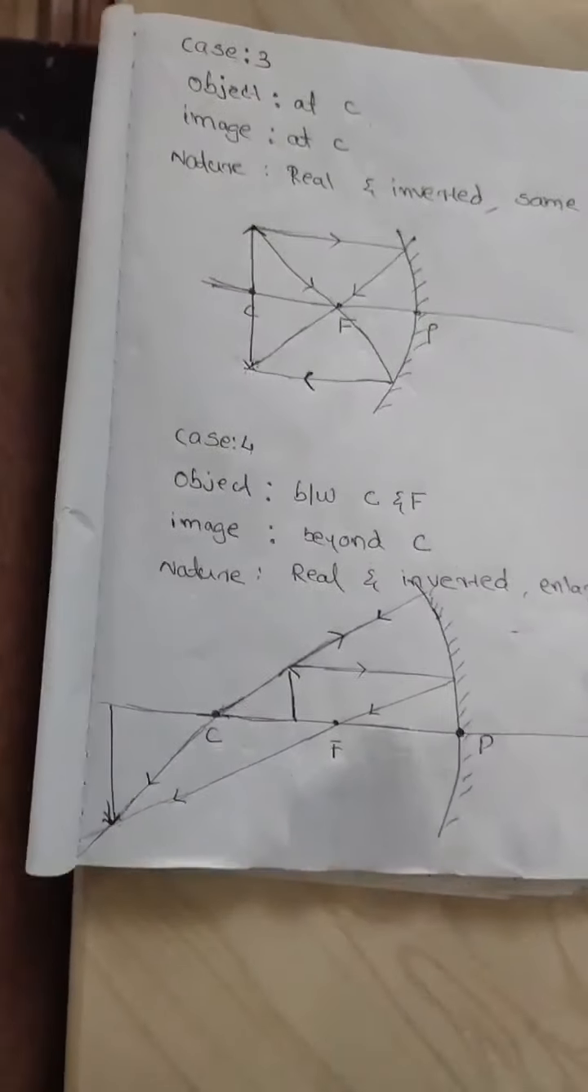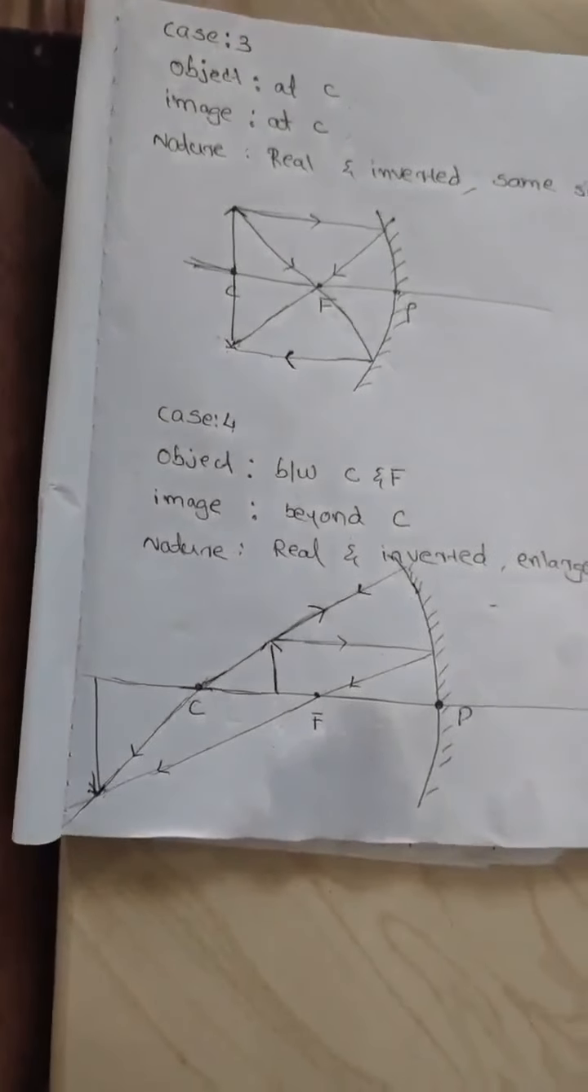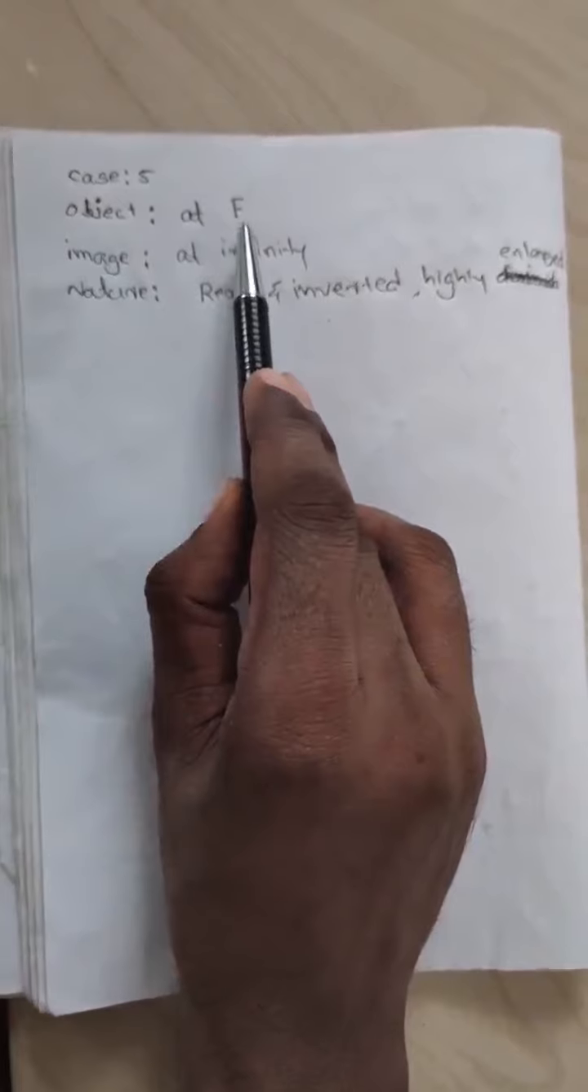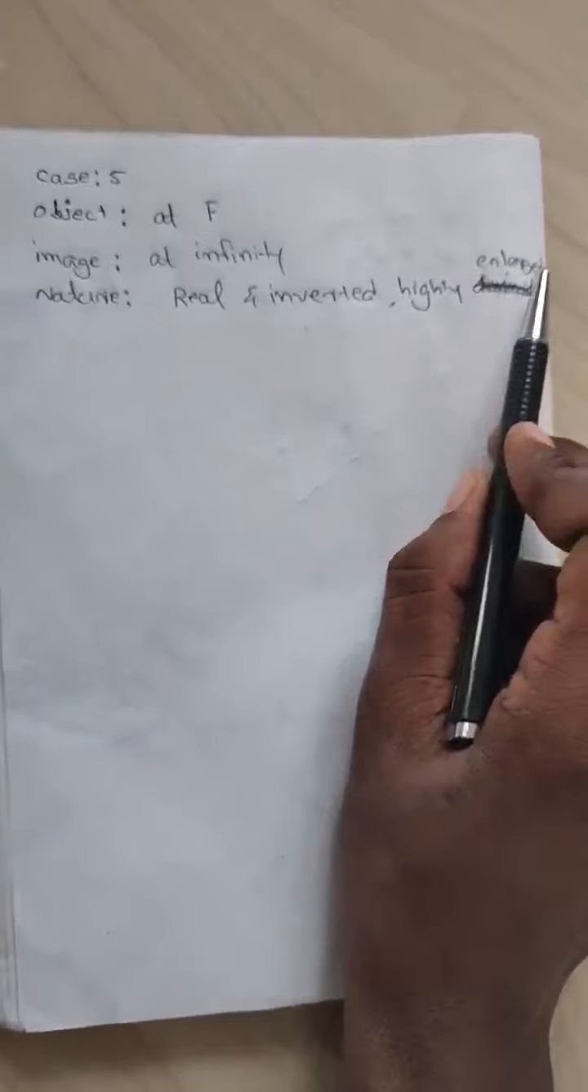Okay, now we are moving to case 5. At case 5, the object is placed at F. Image will be formed at infinity. Nature, real and inverted and highly enlarged.